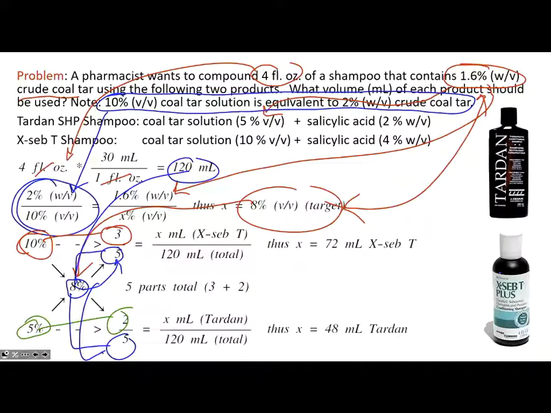So what is 72 plus 48? 120. That's the total volume. I've now divided that 120 mils into the amount I need of the X sub T, which is 72 mils, combined with the 48 mils of the tartan. If I mix those two together, what's my final concentration in volume per volume of my coal tar solution? 8%. That's how I get 8% coal tar solution, by mixing them in those proportions.